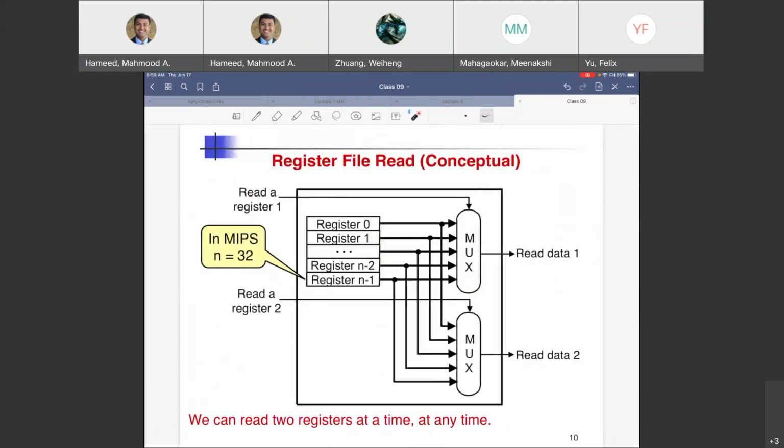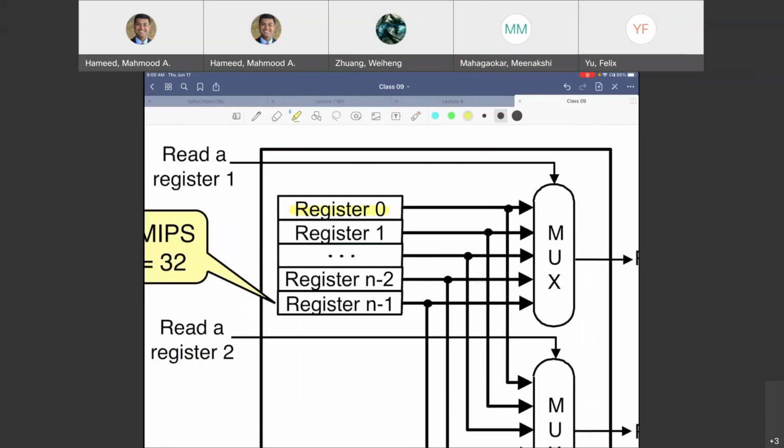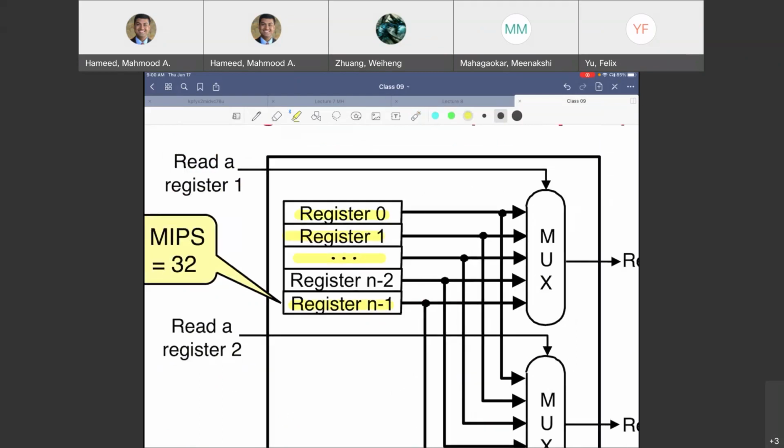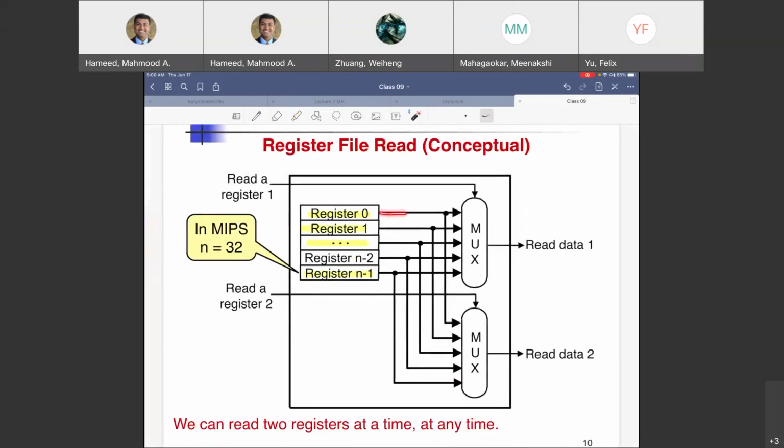We'll talk about that next. So a register file, and we are talking about a read, right? So here is your 32-bit register, register 0, 1, 2, 3, and so on up to 31. All your 32-bit registers are part of the register file. The contents of all of those are going into 2 muxes.